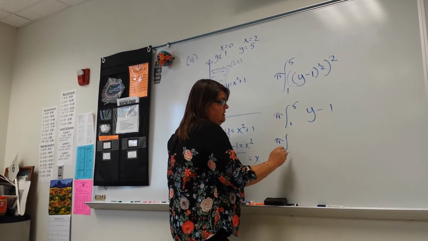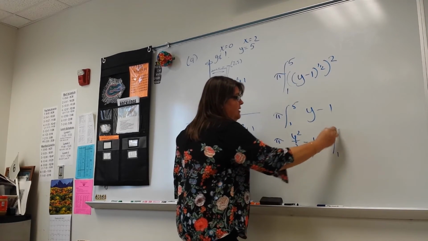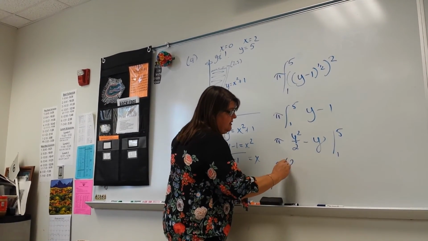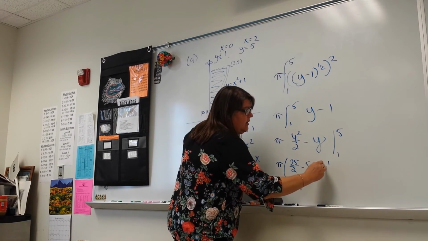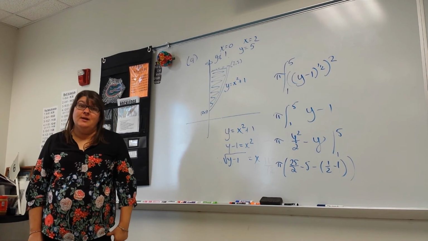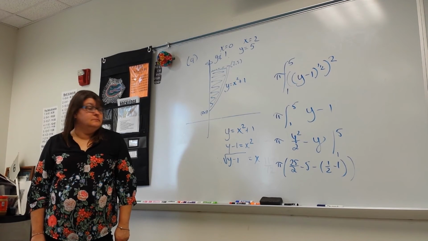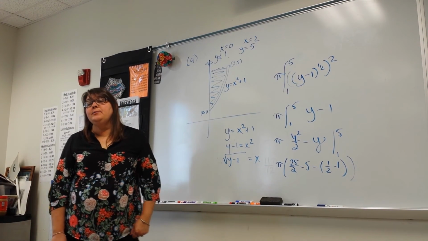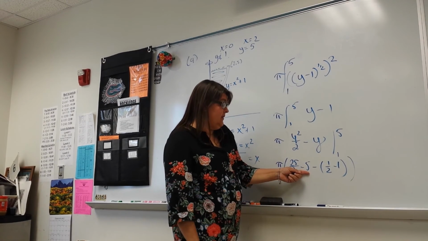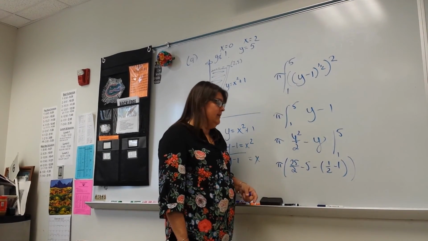So this is going to be pi, and if I integrate now, I get y squared over 2 minus y, from 1 to 5. Then you just plug in. Pi is going to continue to go for the ride. 25 halves minus 5, minus 1/2 minus 1. Plug in your 5 and plug in your 1 and subtract them. So 25 minus 10 is 15 halves, minus 1 is 9 halves.